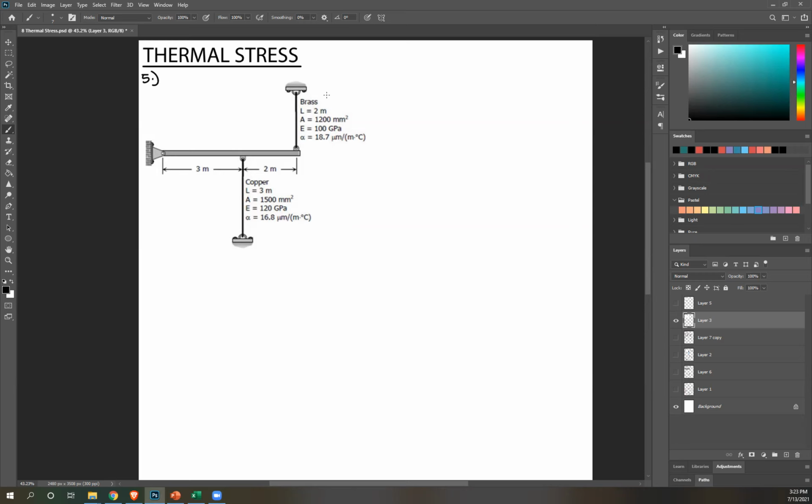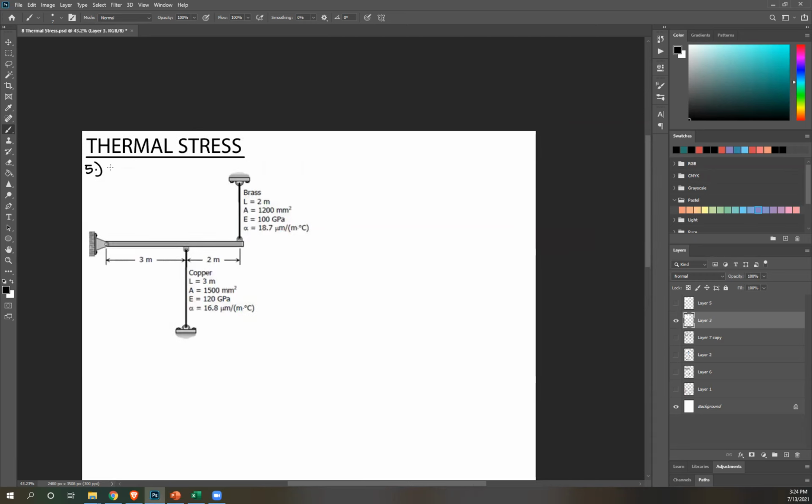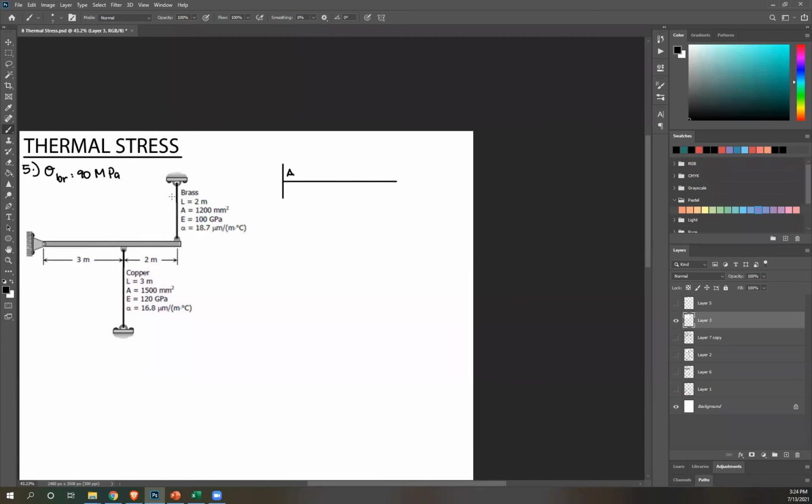First step, write out the other given. So stress in bar is given: stress in bronze is 90 MPa. One of the first things to do is create your free body diagram and then equilibrium equations. Let's call this A. Remember, rods, cables, etc. always are in tension, so this would be away from your member. Let's call this PBR for brass, and then here, again, away, so this is PCU for copper. And then this is 3 and 2.